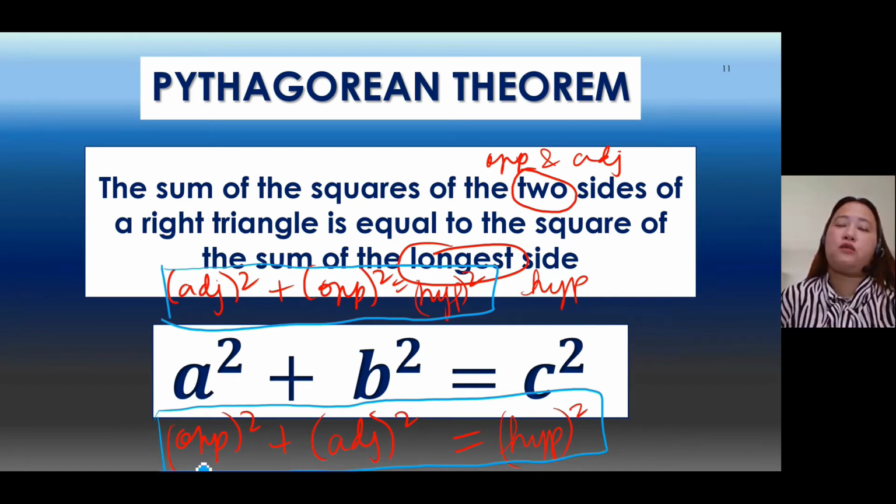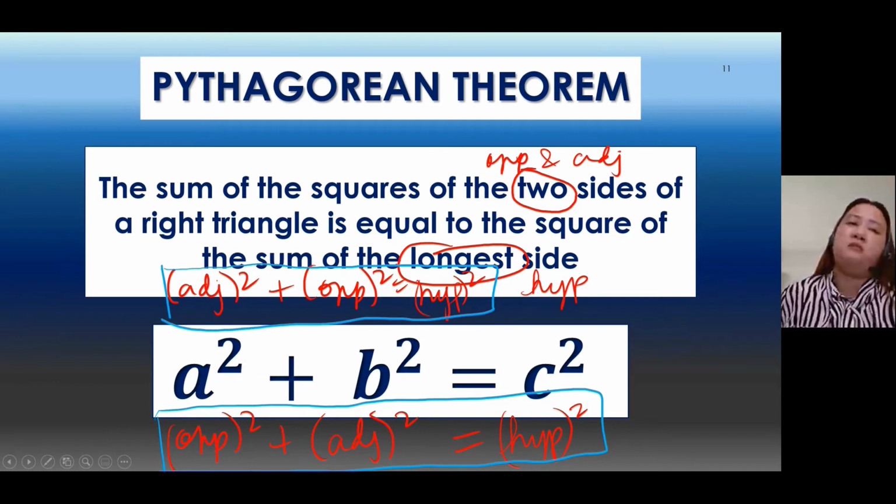This is safe to use, especially when the given triangle doesn't have letters on the vertices. For example, if you're just given the measurements of the sides of the triangle, this is safer to use. But it is up to you. If you find it comfortable to use a squared plus b squared equals c squared, you may do so. If not, you can make use of opposite, adjacent, and hypotenuse. Okay?